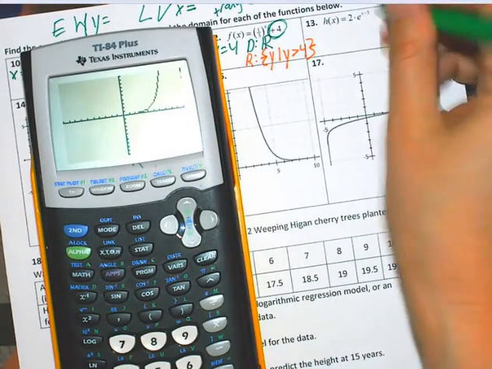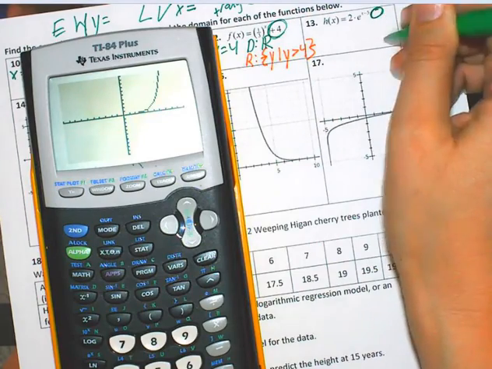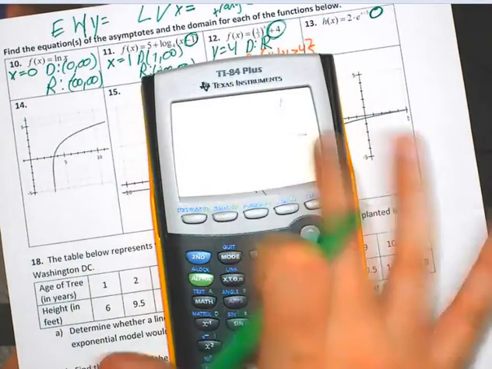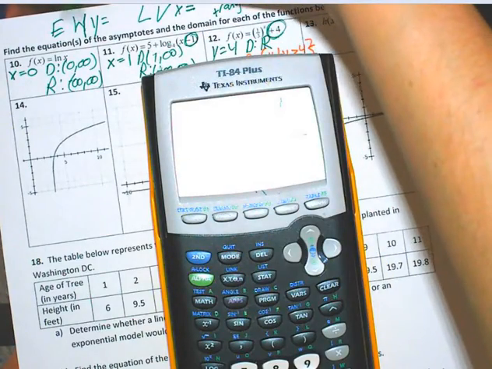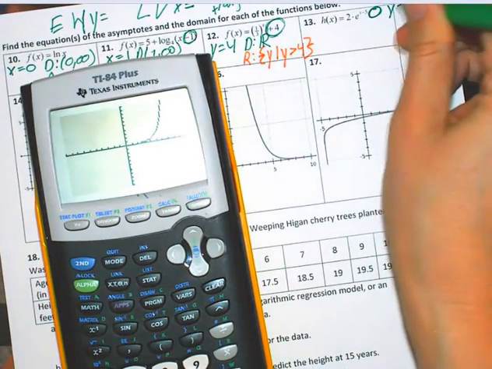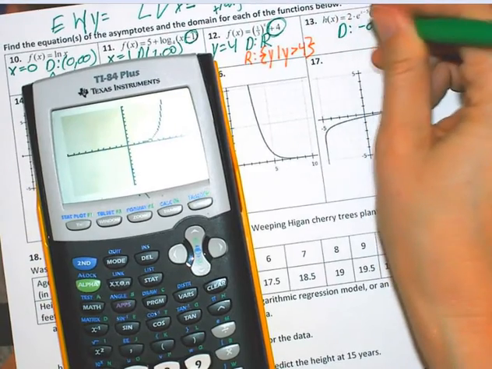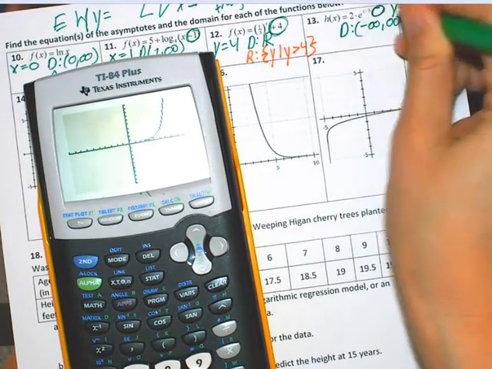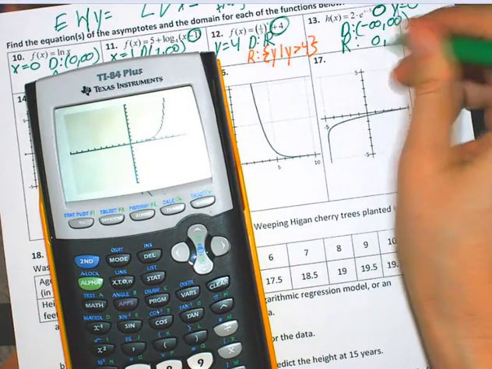And because there's no shift here for the k, I see from the graph that, because I have an exponential function, my horizontal asymptote is at y equals 0, which means my domain is negative infinity to positive infinity. And my range is going to be 0 to positive infinity.